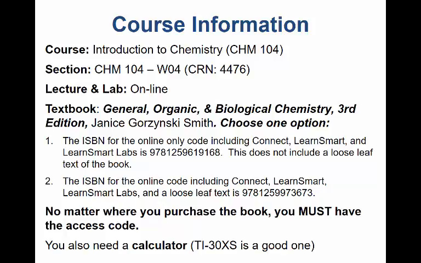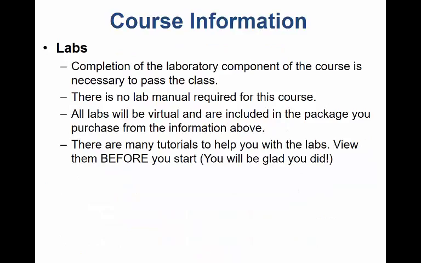So one or the other, don't get them both, because the code comes with both of those. No matter where you purchase your book, if you're one of those Amazon people, that's fine with me, but you've got to make sure that you get the access code to Connect for this Smith textbook. It's very, very important, because if you get the wrong one, it will not work, and you will be very sad. You also are going to need a calculator. I use a TI-83/84, but a lot of people like the TI-30XS. It's not as expensive and not as difficult to use, so it's a good one for this class.